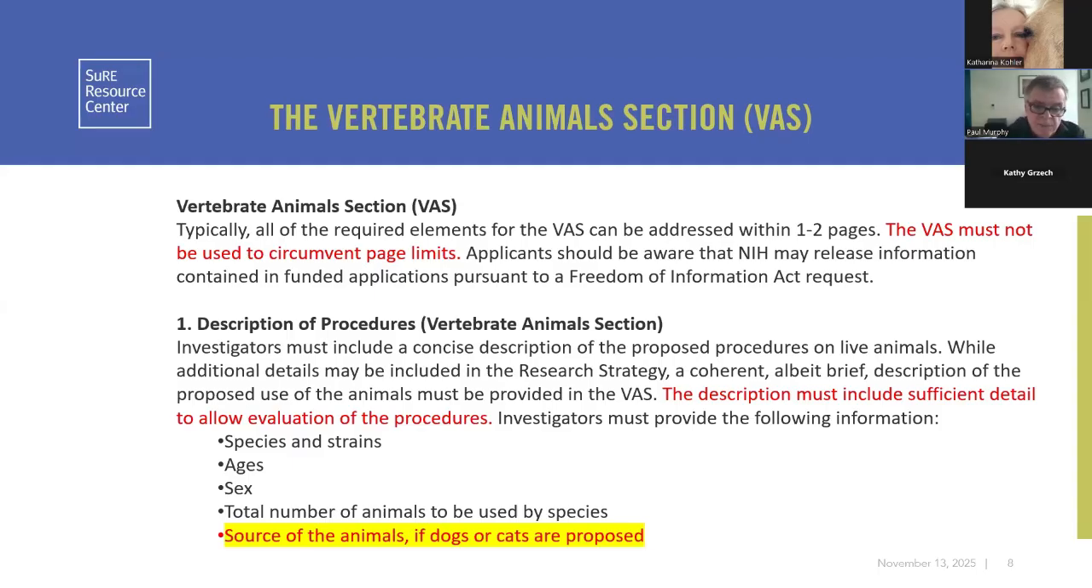So the things that are important here are to include things like the species and strains of animals, their ages, their sex, and the total number used by species. And you also have to include the source of the animals if you're proposing the use of dogs or cats. This is because there are a different set of regulations associated with dogs and cats regulating use of random source animals.